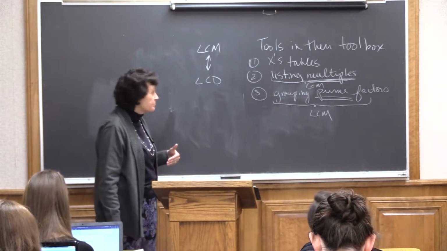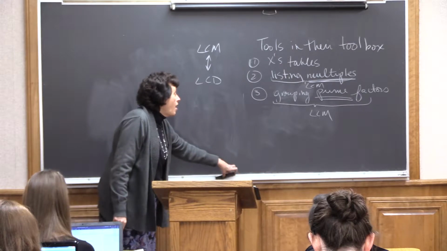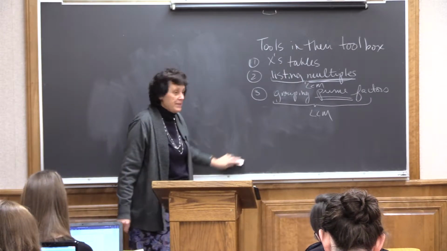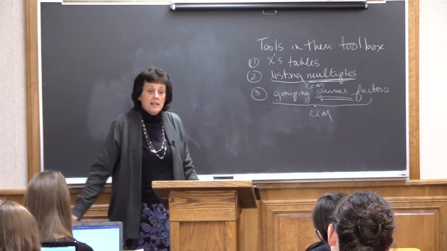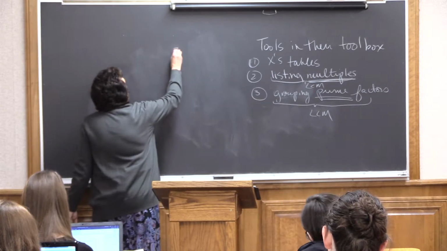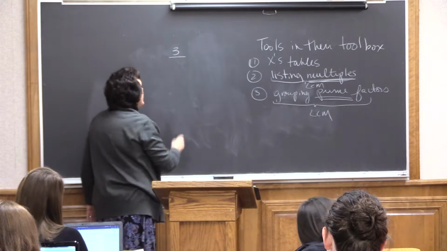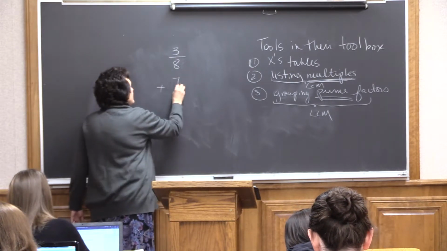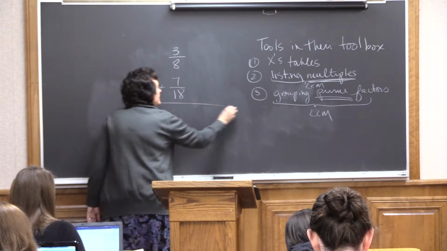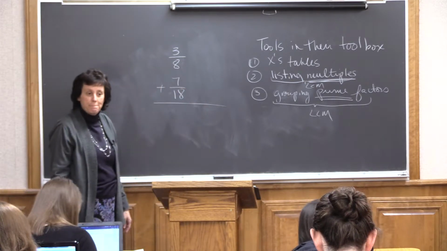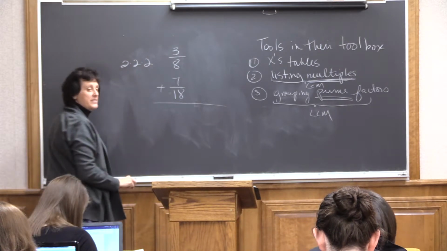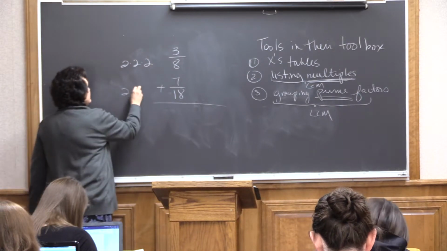Okay? So let's now apply this to common denominator, because that's what it's used for. Let's just start with, what if I had 3/8 plus 7/18? Least common denominator. Well, there's 8. Here's 18.